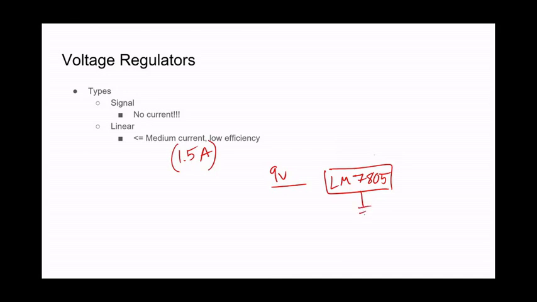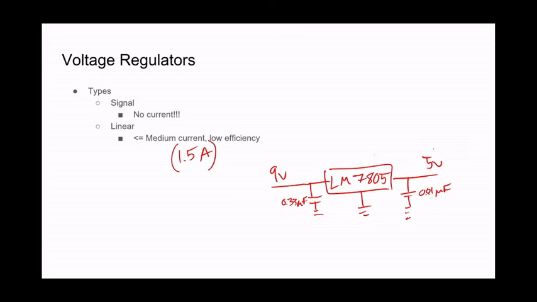Those typically have a ground connection for one pin. They have a capacitor in front, typically 0.33 microfarad, and another smoothing capacitor in the back, usually 0.1 microfarad or 0.01 microfarad, and that goes to ground. Then we get 5 volts out.